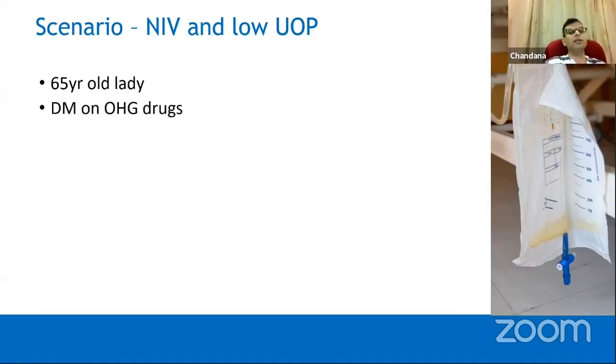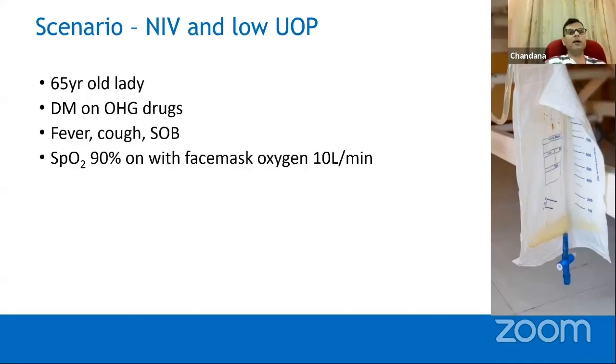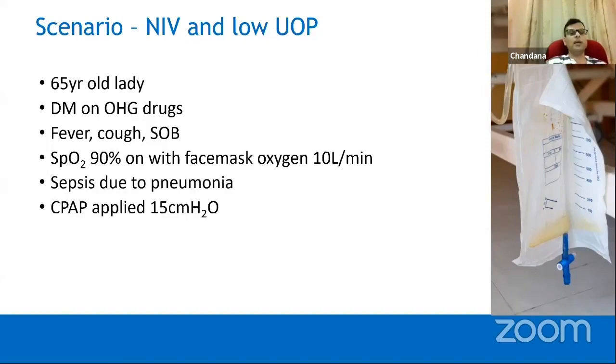This is a 65-year-old lady, a diabetic patient on oral hypoglycemics. She came with fever, cough, and shortness of breath. She was saturating around 90% on a face mask with 10 liters of oxygen, about 60% oxygen. She had sepsis due to pneumonia. In the emergency department, they applied a CPAP of 50, because in that particular unit they start with a high pressure.